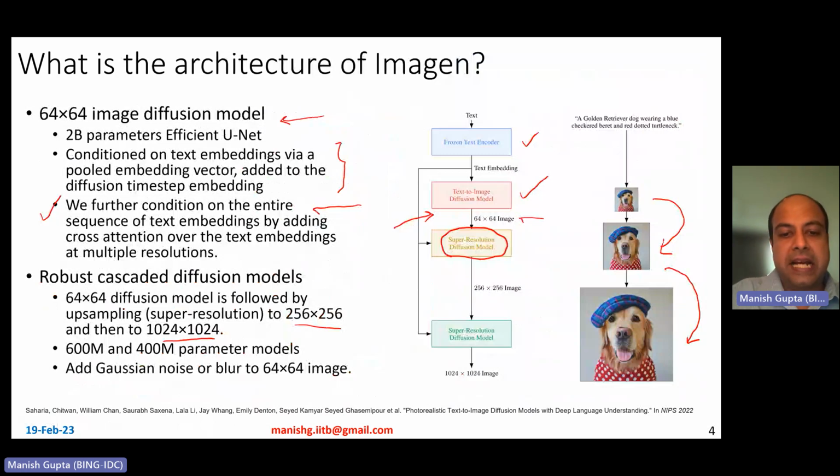These two models in turn have 600 million and 400 million parameters between them. So therefore, overall the Imagen model is 3 billion parameters. Right. Of course, beyond the frozen text encoder, which also is quite large in that sense. Of course, while training these super-resolution models, you want them to be robust, and therefore you add noise. So the output that is generated by the text-to-image diffusion model, you add noise to that, Gaussian noise or blur, so as to make sure that these super-resolution models are robust in nature.